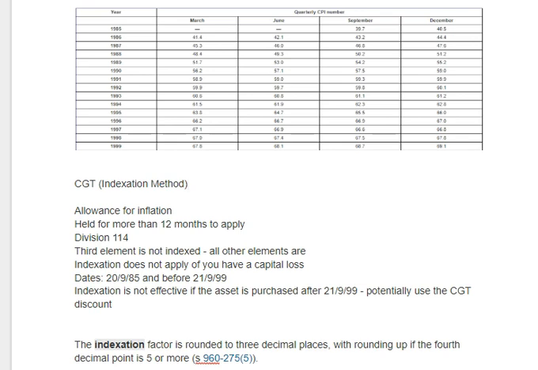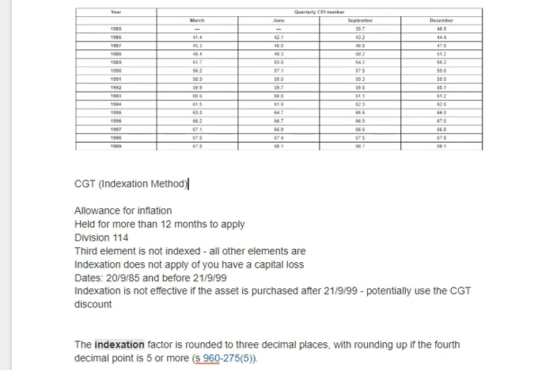Yes, we do. Now the first thing is we need to hold the asset for more than 12 months. I'll give you an example. Let's say I bought some ANZ shares in 1990. I sell them in 1992. I've held them for 2 years. Have I held the asset, my ANZ shares, for more than 12 months? Tick. Yes, we have. Therefore, indexation can potentially apply.